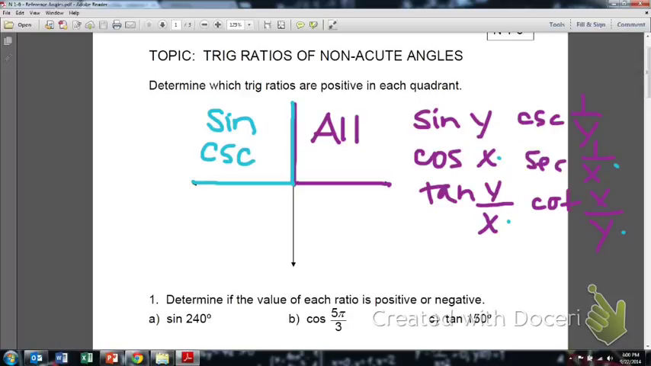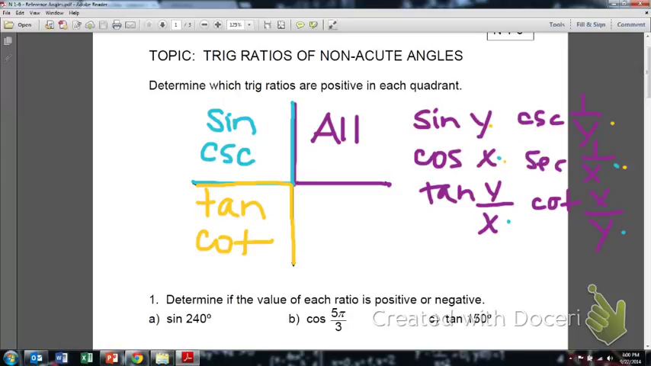In the third quadrant, x is negative and so is y. So any of them that have x or y will be negative. But if something has x and y in it, like tangent, you'll be dividing 2 negatives and that'll make a positive. So the sine will be negative, the cosecant will be negative, the cosine will be negative, the secant will be negative, but the tangent and the cotangent will be positive.